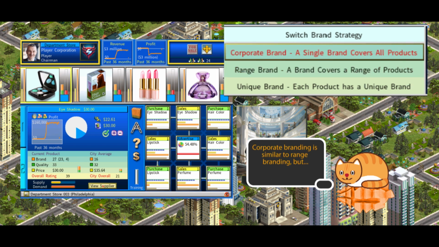Corporate branding is similar to range branding but applies to every product that a corporation sells. While every product will benefit from any gains achieved from advertising, they will also suffer from any disruptions.